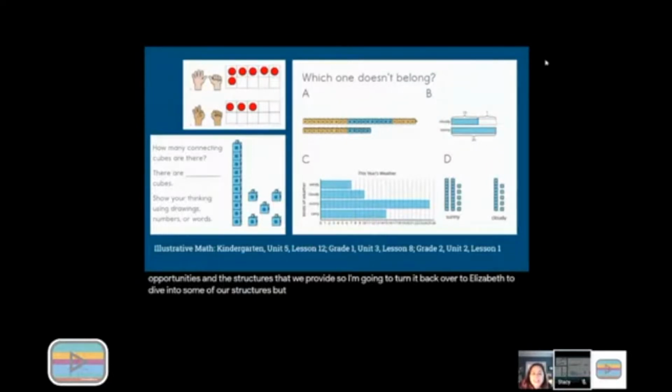Let's take a look at that larger image on the right. This is a which one doesn't belong number routine from second grade from the Illustrative Math curriculum. In this which one doesn't belong example, students will begin to connect the ideas of those concrete cubes, like you see in image A, to base 10 blocks in D, to visual models like the part-whole diagram in B, to a graph, which you see in C.